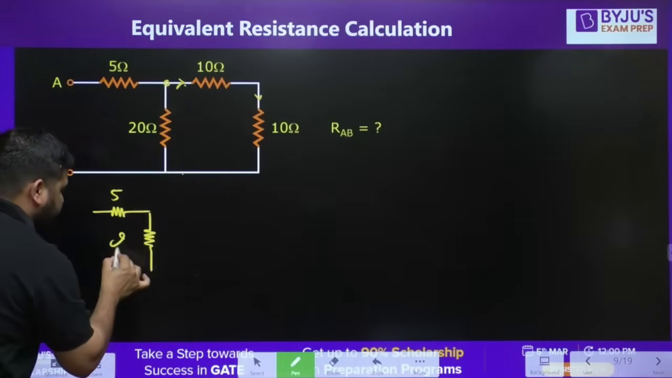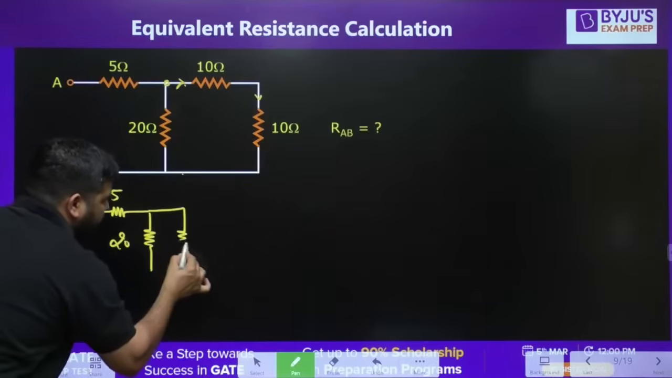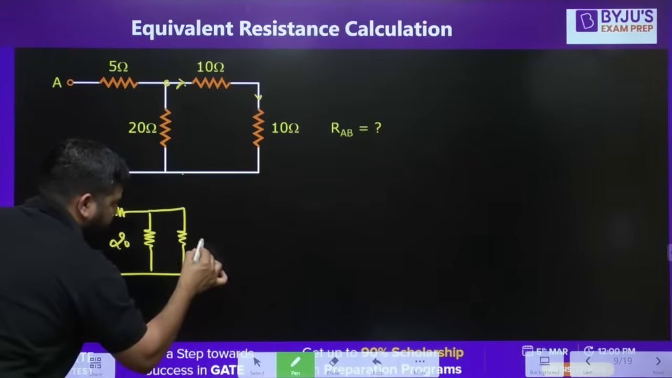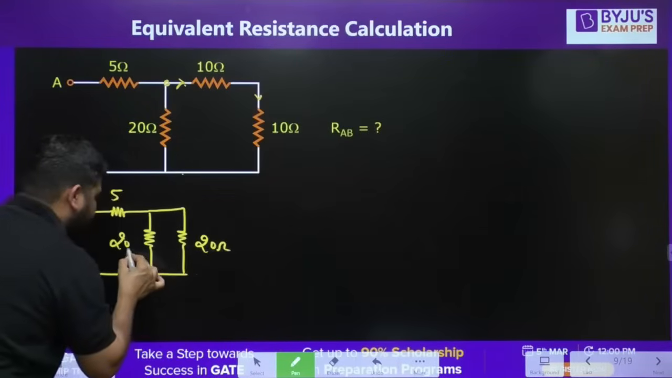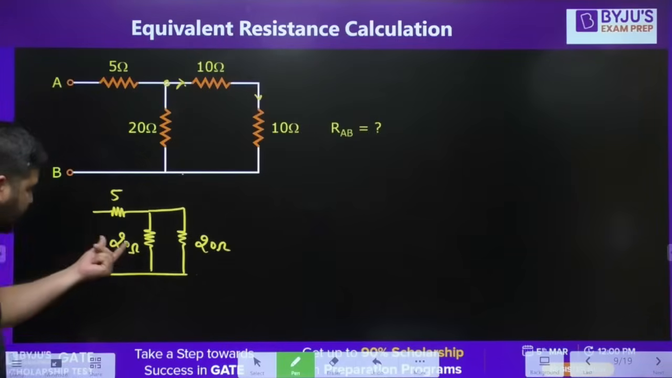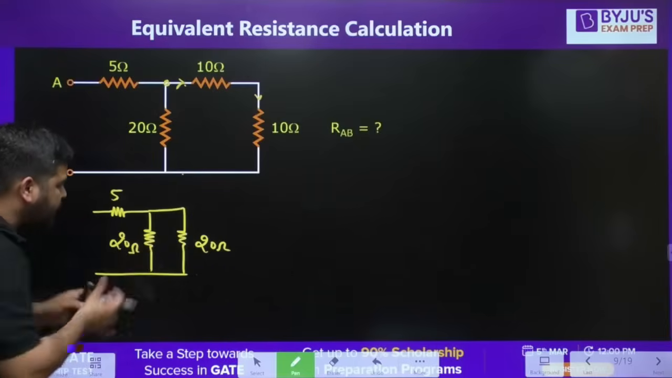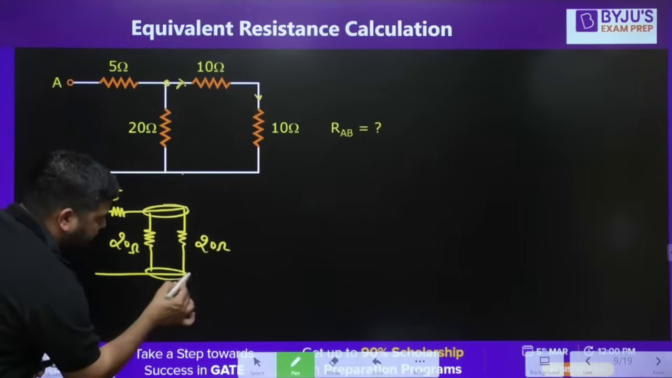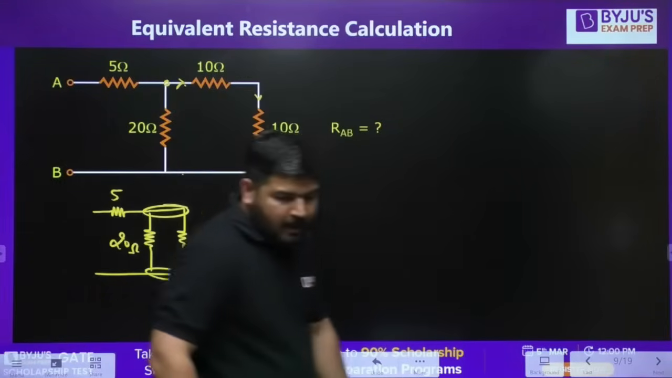Here you have 20, and there is one more 20 ohm here. Is it clear, guys? Now this is the circuit. Now can you see this 20 and 20? They are in parallel again. They have the same starting point and they have the same end point. So we call it parallel.